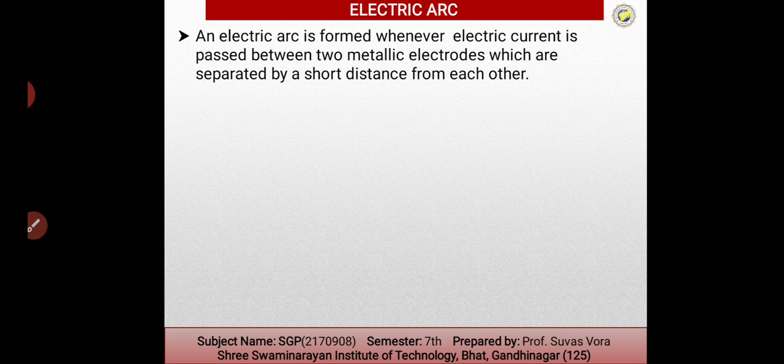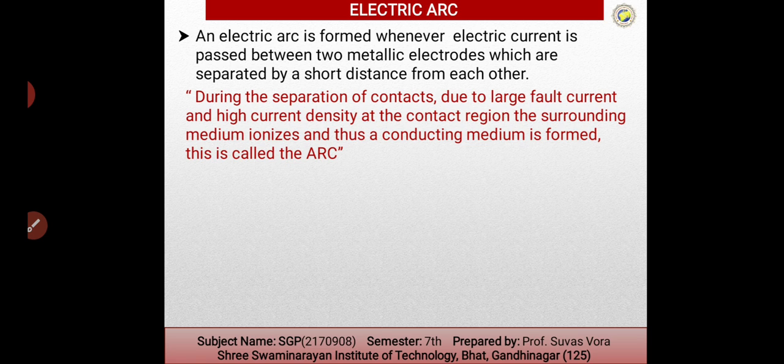Between the two contacts the arc will be produced due to the potential difference. Generally, an electrical arc is formed whenever electric current is passed between two metallic electrodes which are separated by a short distance from each other. So the definition of the electric arc is: during the separation of contacts due to the large fault current and the high current density at the contact regions, the surrounding medium ionizes and thus a conducting medium is formed. This is called the arc.